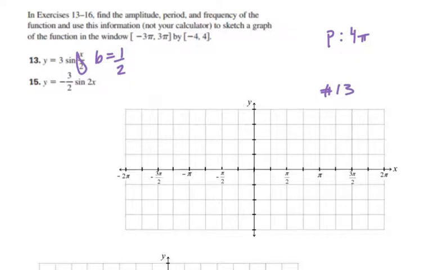And then the frequency is going to be a half over 2 pi, right? The b over 2 pi. So let me think about that. That means 1 over 4 pi.